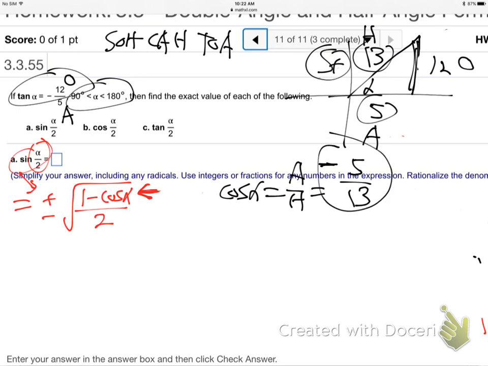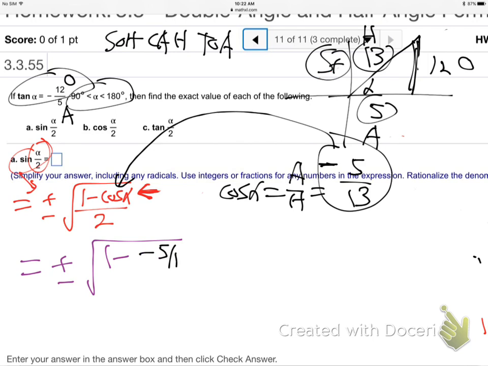Find the cosine of alpha, put it in right there. And so then what do we get? Plus or minus, I'll resolve the plus or minus thing in a minute. The square root of 1 minus, and what's the cosine of alpha? Minus, double negative there, 5/13, over 2. We good so far? Got to clean that up.